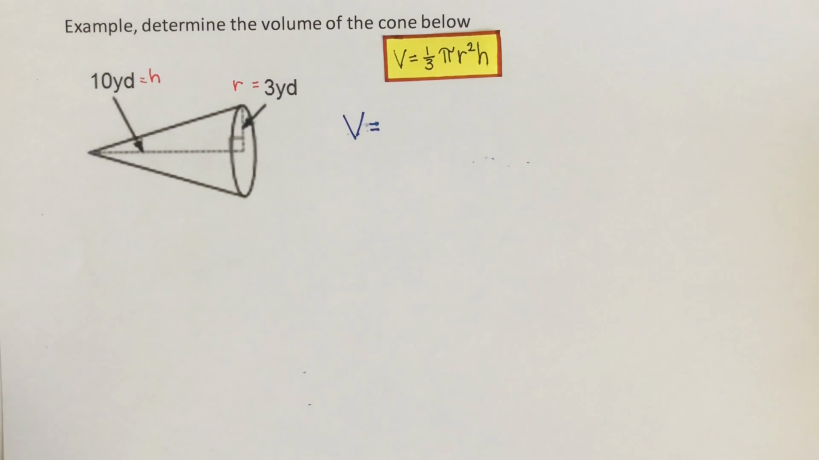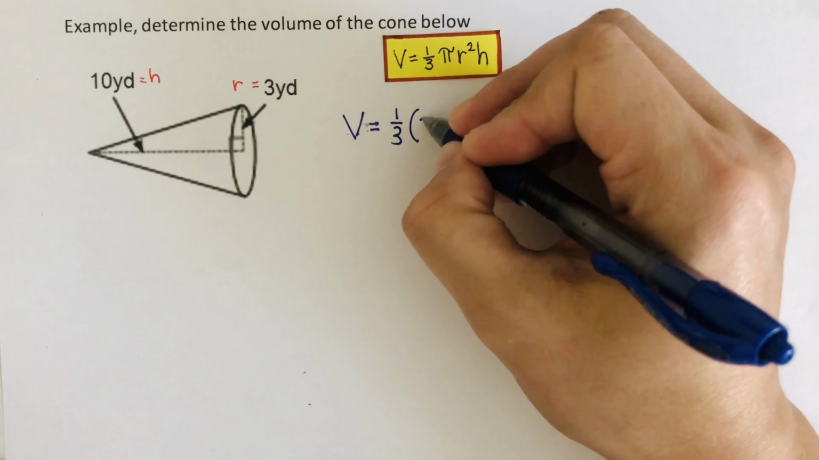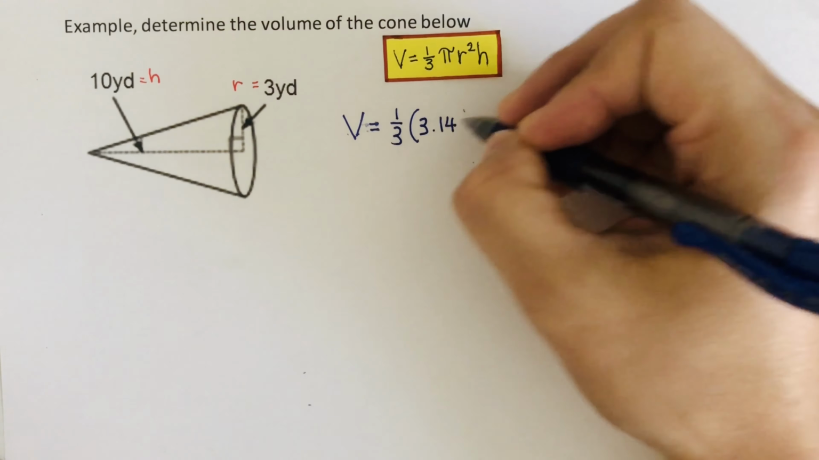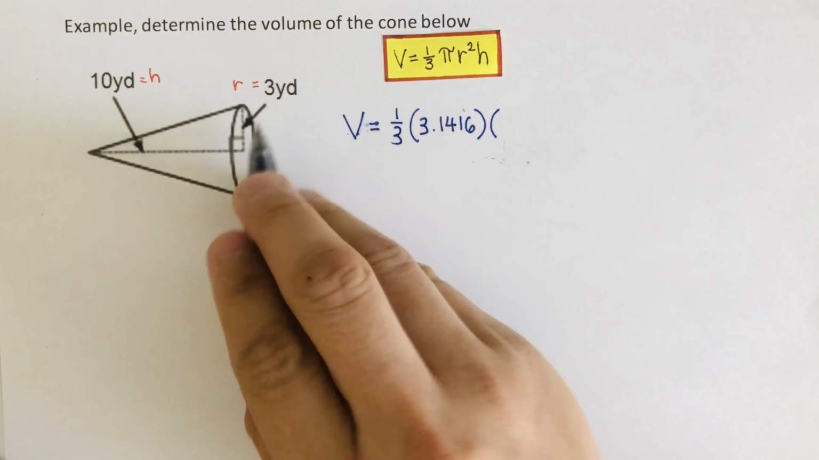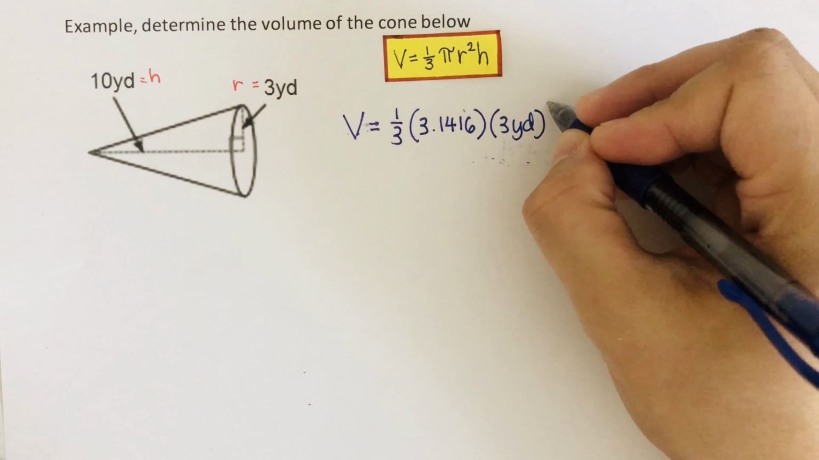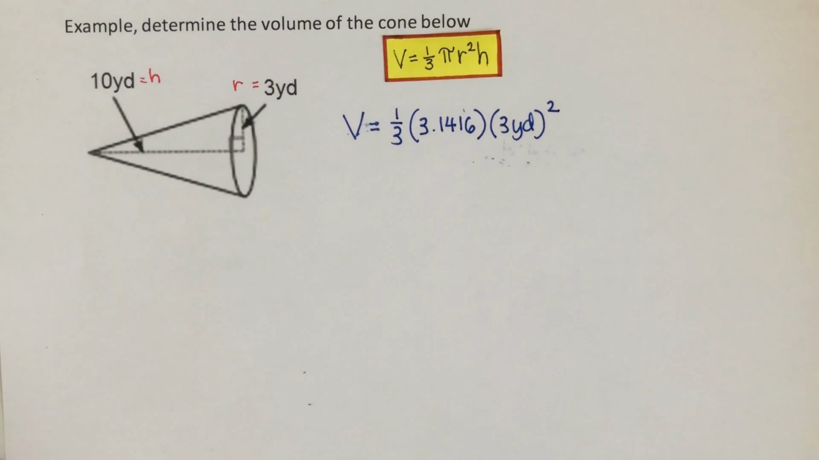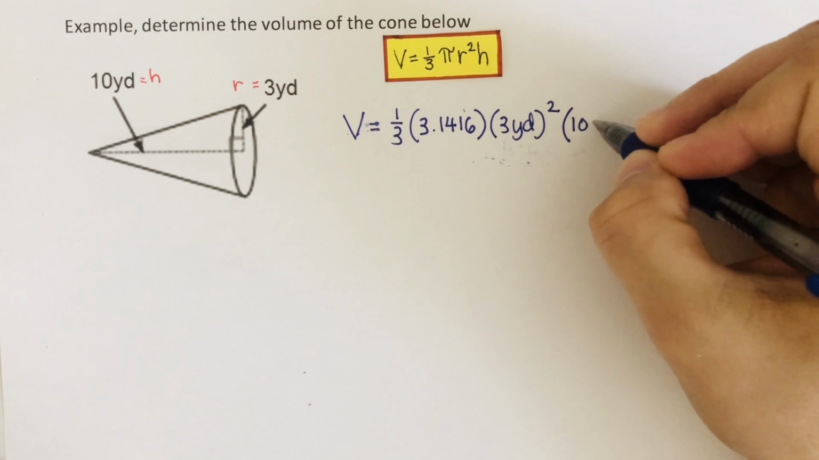So the formula for volume again is 1/3, and then the pi value is irrational, but we rounded it off to 3.1416, and then the radius that we have is 3 yards. So that's 3 yards, but we have to square it, and then the height in this problem is 10 yards.